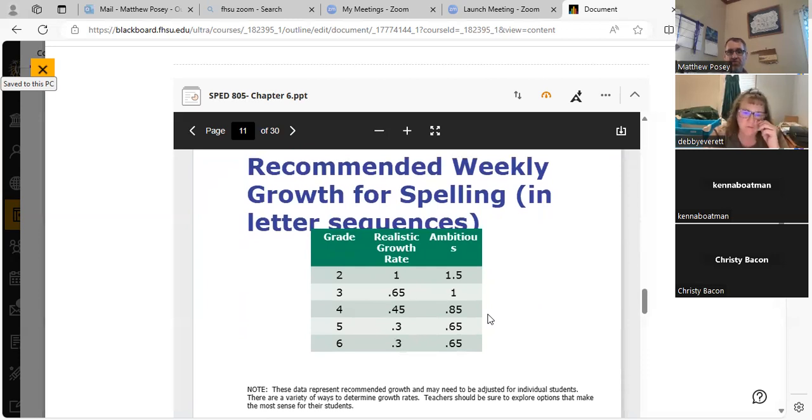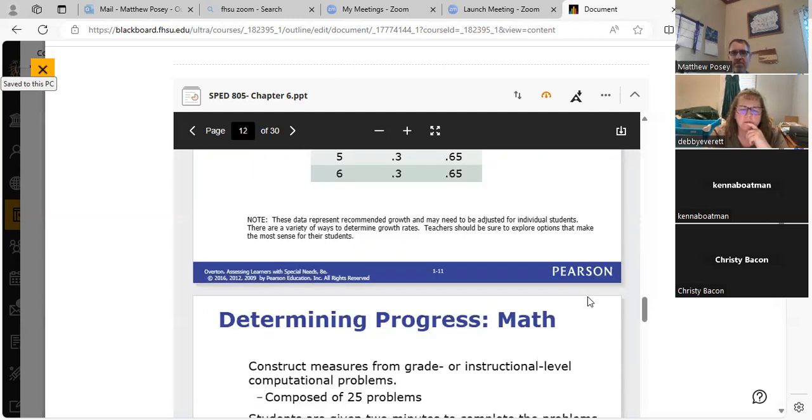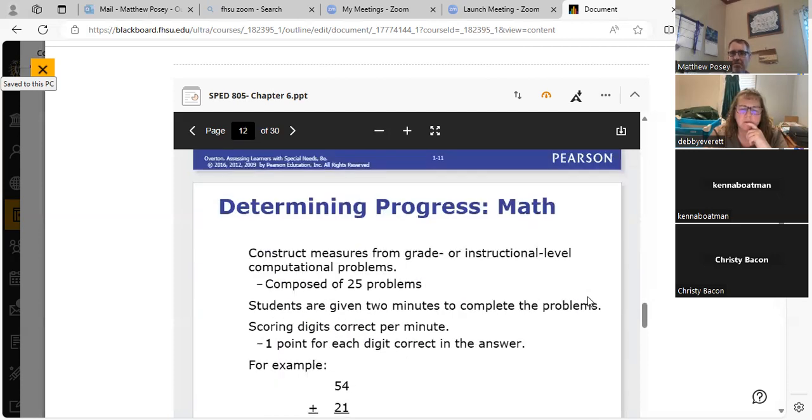Here's a weekly growth chart for spelling. So there are a couple of growth charts in there, not only for reading, but you see one now for spelling. So realistic growth rate, and if they're really ambitious, for grades 2 all the way up through 6. Anybody doing it in math?